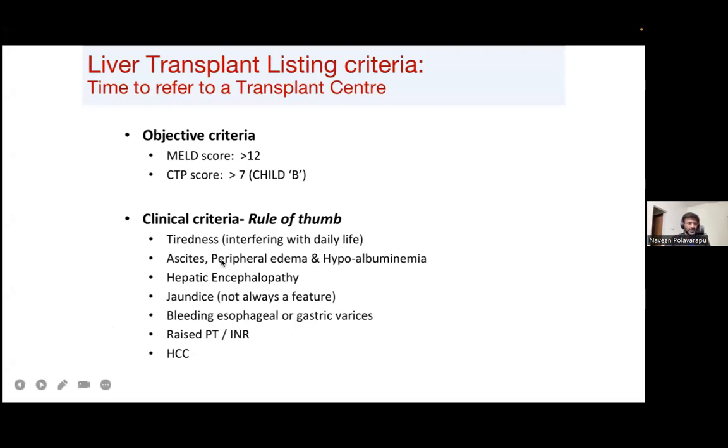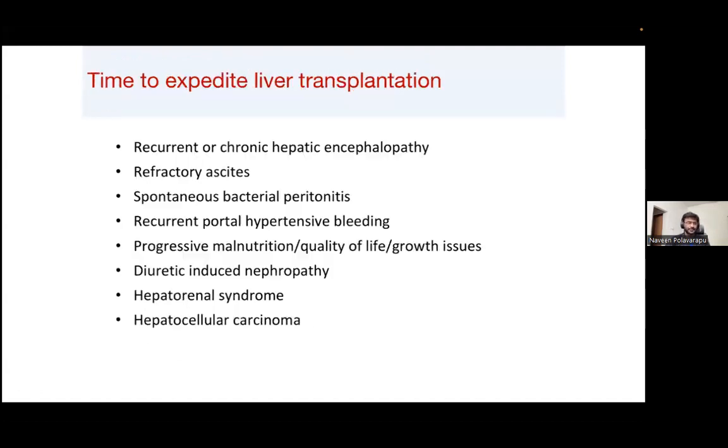And if the patient has ascites, edema, hypoalbuminemia, encephalopathy, jaundice not settling despite the standard therapies, bleeding from varices, raised INR, HCC, all these are indications that these patients should be under the radar of the transplant center, because once they start decompensating, they won't give us time. And that's when we need to swiftly act on these patients.